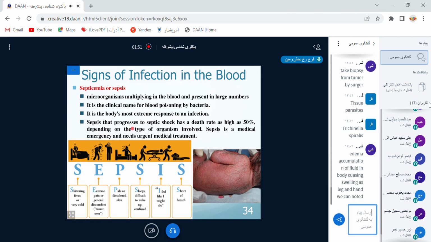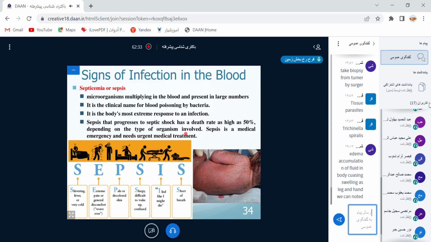Sepsis that progresses to septic shock. So mostly people who suffer septicemia getting septic shock have a death rate as high as 50%, depending on the type of organisms involved. What is the type? Some microbes are stronger and some microbes are weaker. Stronger and weaker depend on the virulence factors.